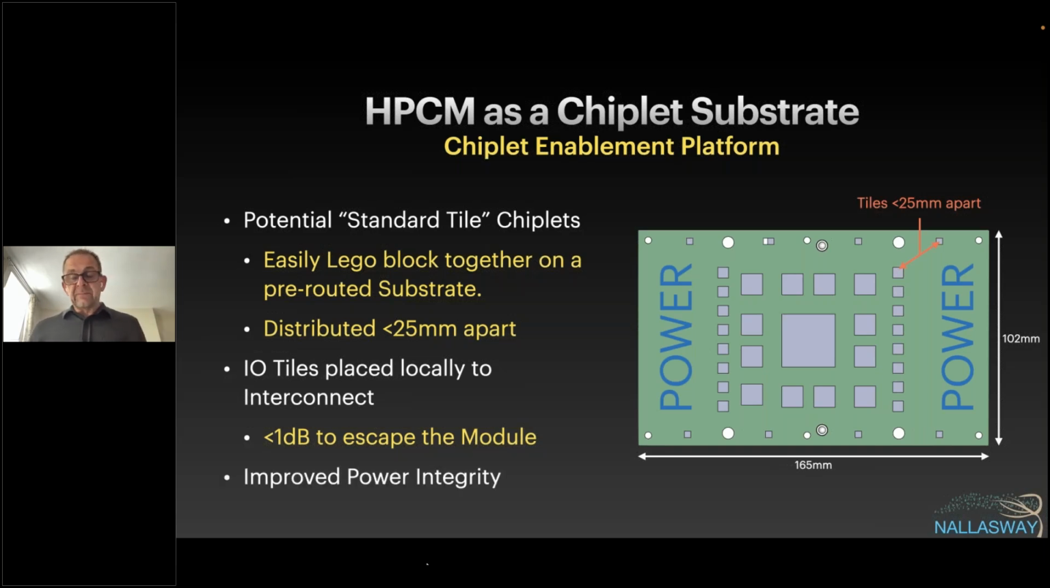And finally, we'd get improved power integrity because that's basically all in the stack up. So you can improve that as well in the module. So that's the premise of the idea.